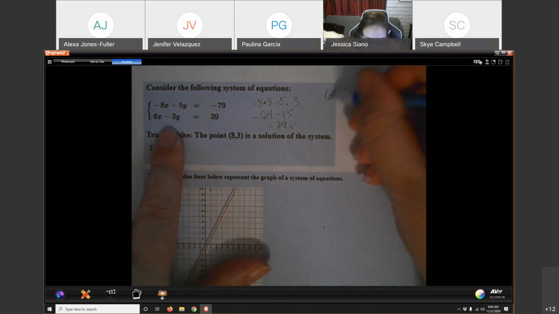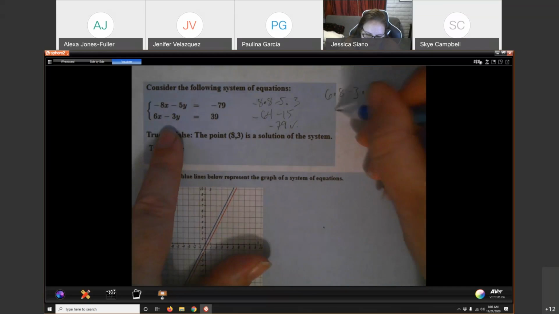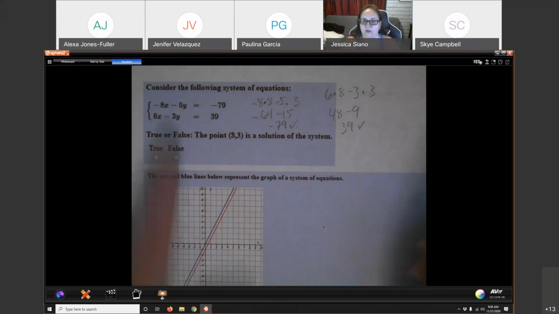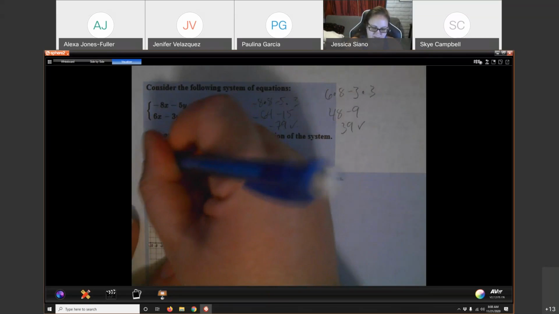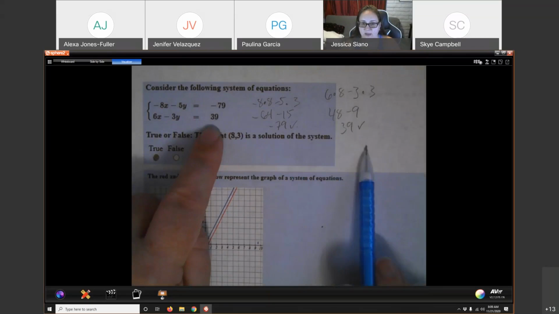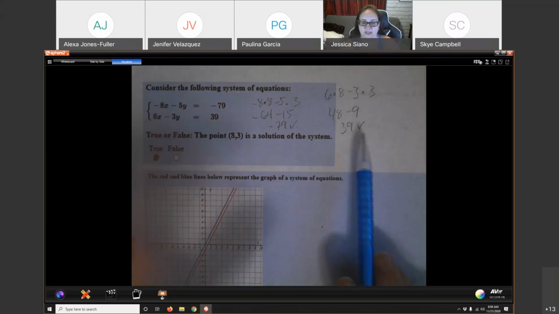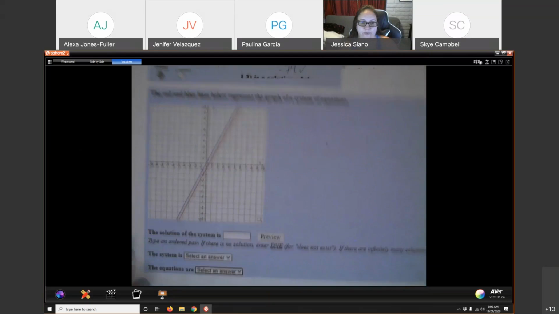Okay, 6 times 8 minus 3 times 3. 6 times 8 is 48. 3 times 3 is 9. 48 minus 9 is 39. So it checks in the second equation also. So this one would be true. And again, if either equation doesn't check, then it's false. It has to be true in both to be true. Okay?